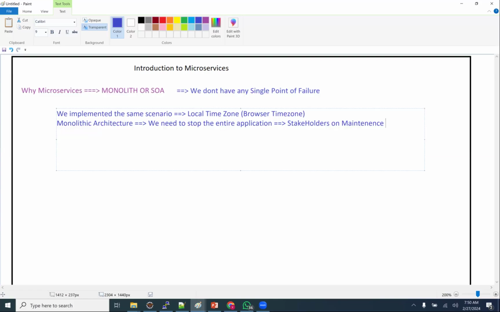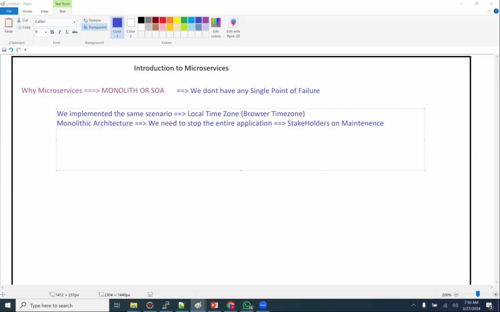This is not available in monoliths. This is not available in SOA. It is only available in microservices architecture. I hope everyone got clarity here, or any questions from anyone? You can ask me, guys. I don't need to specifically say it. At any point of time, you can ask the question.